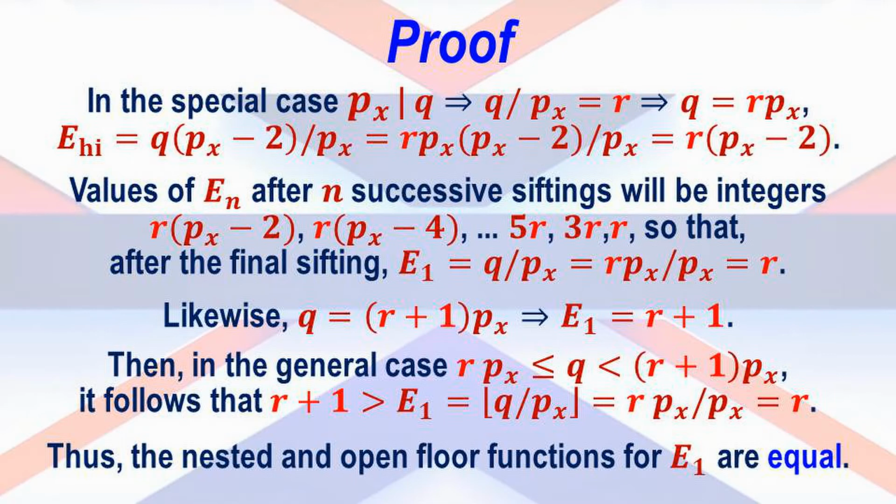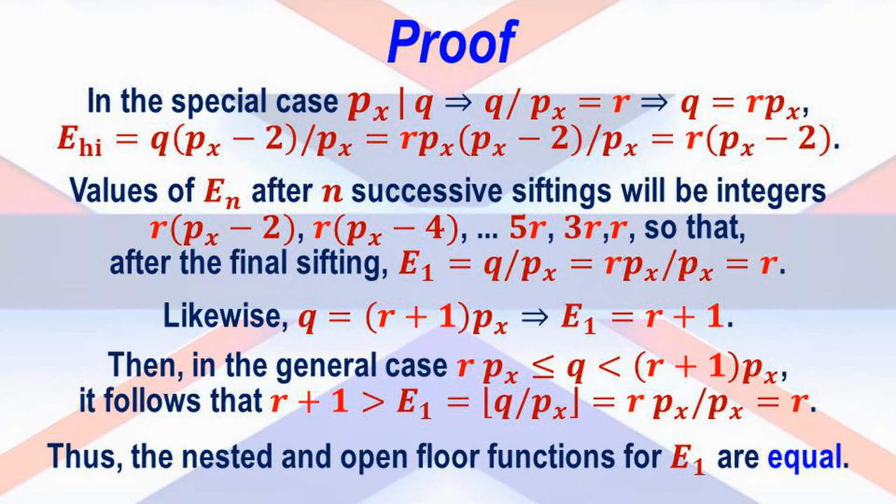In other words, it's a factor in Q, and that means that Q divided by Px is a whole number. It's an integer r, and that in turn implies that Q is equal to r times Px. Then the high value of E, which is of course where we're using Px as our filter, is going to be equal to Q times (Px minus 2) over Px, which is equal to r times Px over Px minus 2 over Px, which is equal to simply r times (Px minus 2).